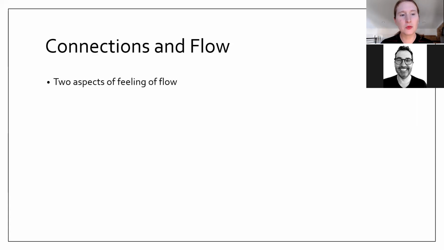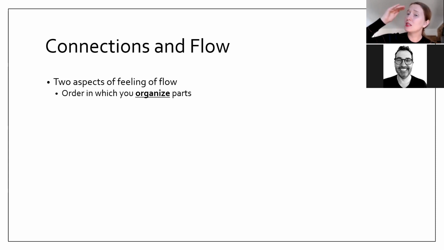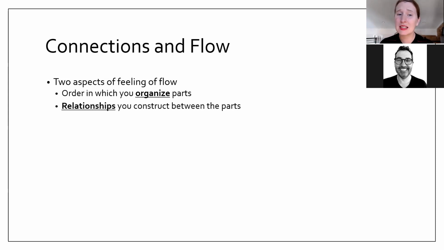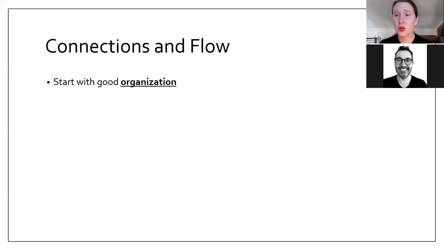So connections and flow, there are really 2 aspects of the feeling of flow, of the feeling of the ideas being connected. One of them is the order in which you organize your parts, okay? So this can be kind of the macro, stepping back. Did you use an outline for your paper? Did you organize your ideas in a way that makes sense from kind of a bird's eye view? And then also, did you construct explicit relationships between your ideas? Sometimes it may feel to you that the relationships are obvious, but a lot of times your reader actually needs you to hold their hand a little bit and make those connections between ideas, those relationships, very clear and very explicit. Okay.